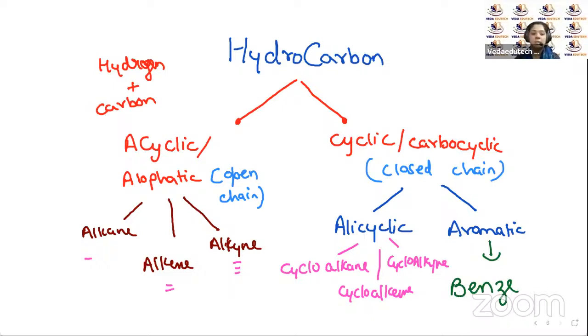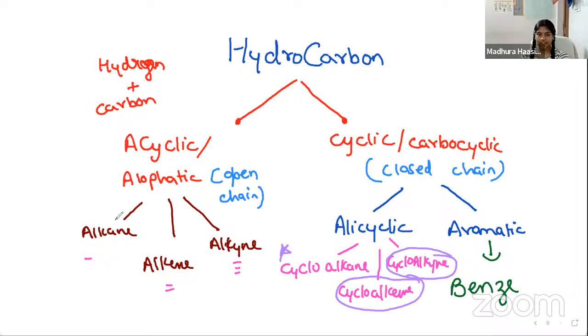But for our standard, we need to study only cycloalkane. Cycloalkyne and cycloalkene are not in our syllabus. But just to know, I mentioned the names. So we are going to study only cycloalkane and benzene. Cyclic, they will obviously be in a cyclic structure. So that's where cyclic and acyclic.